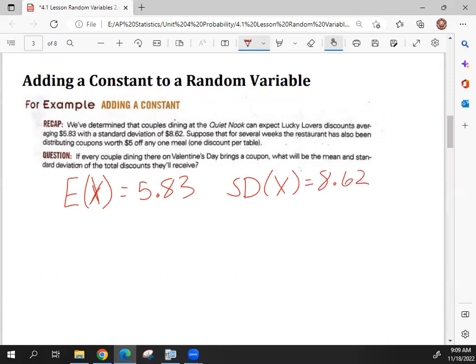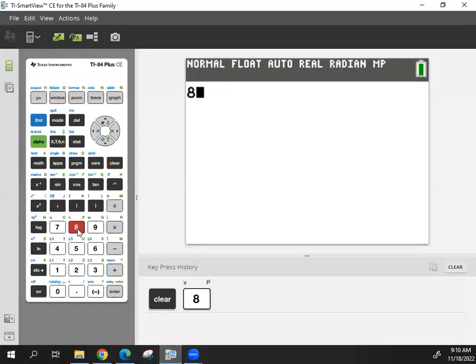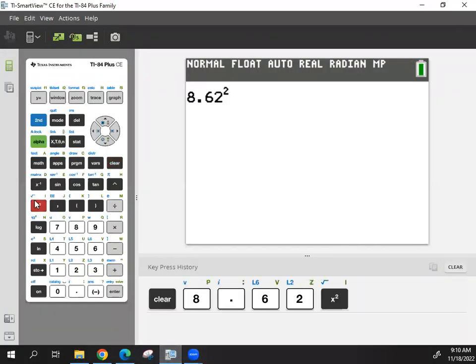$8.62. And it's important to remember that standard deviation and variance kind of work hand in hand. The standard deviation is the square root of the variance, and therefore the variance is the standard deviation squared. So it's good to know those things. So our variance was 74.3044.